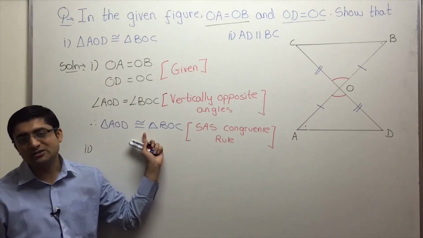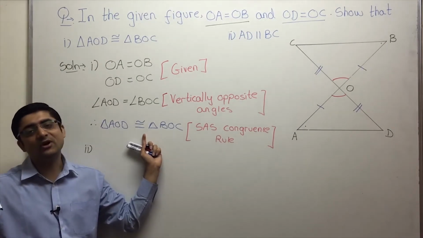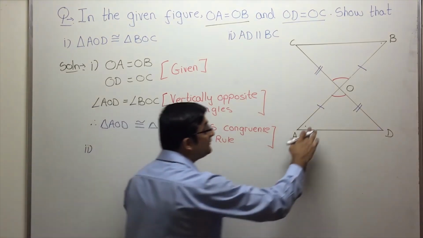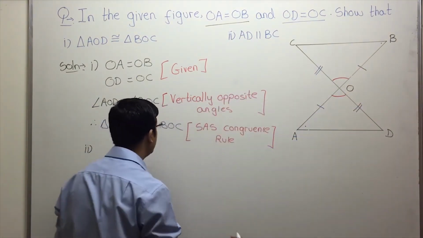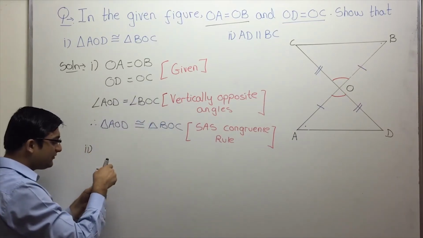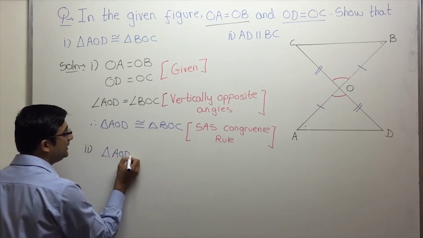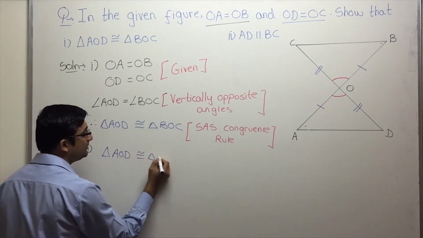So whenever two triangles are congruent, that means all three corresponding sides are equal and all three corresponding angles are equal. So let's just see if these two are corresponding angles or not. So how do we check that? First of all, copy a congruence statement. So we have triangle AOD is congruent to triangle BOC.